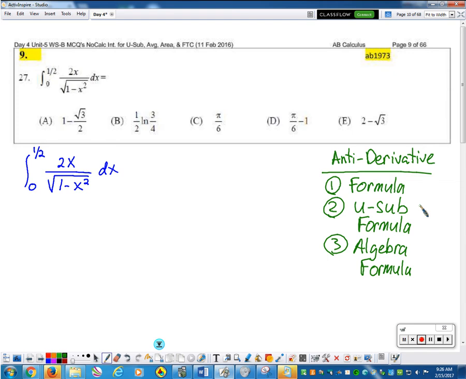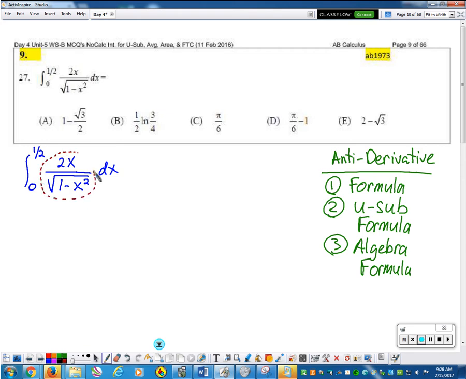I think as a class we can answer the first question. Just say yes or no, please. Does this fit a formula? No. Questions? So I've got to do either U substitution or algebra. I'm going to look here first. It's often a little bit quicker to just check. So write this down on your paper. I'm going to use a U substitution to find this antiderivative.